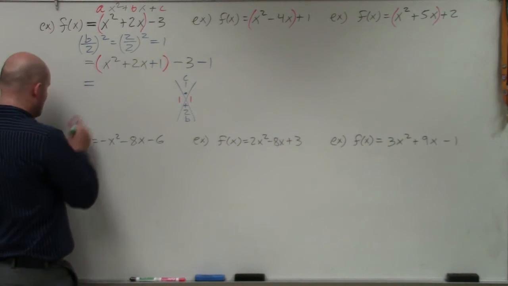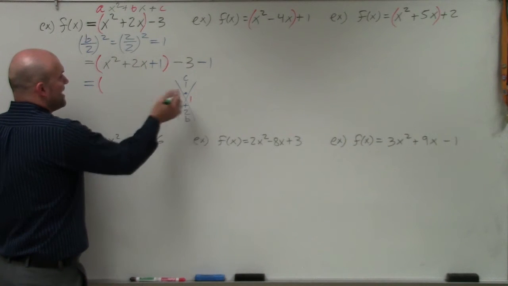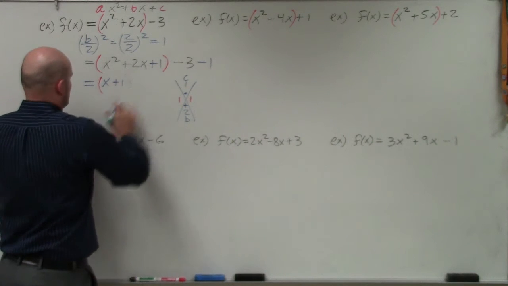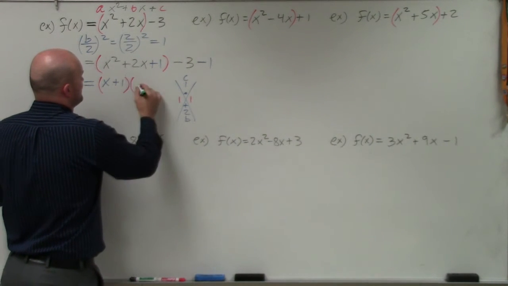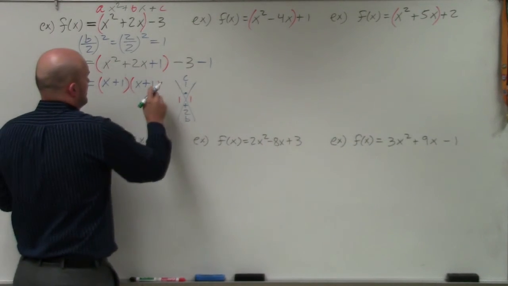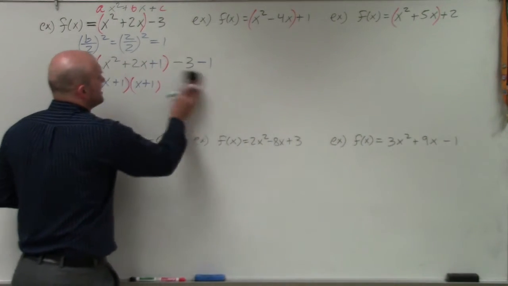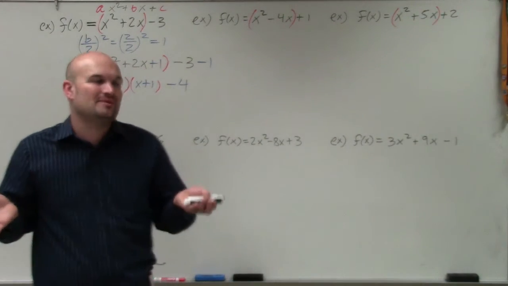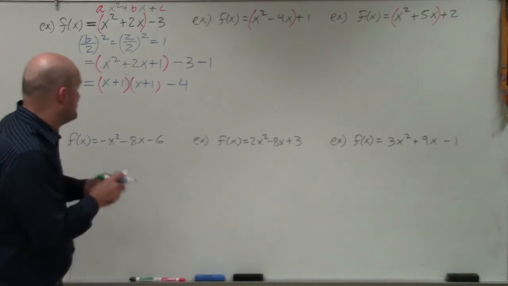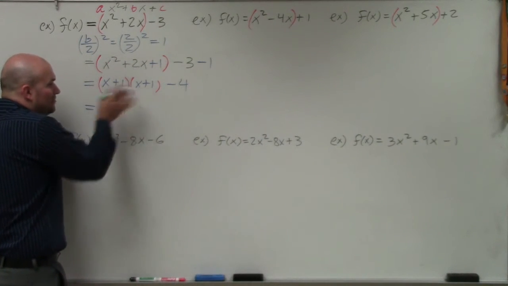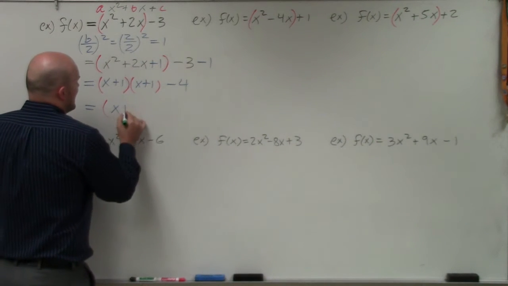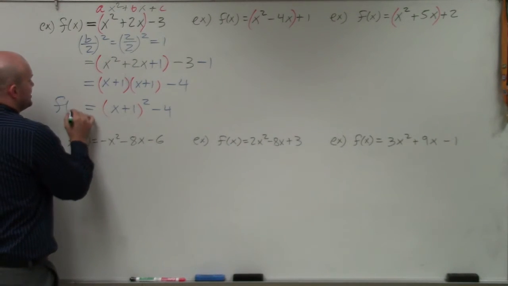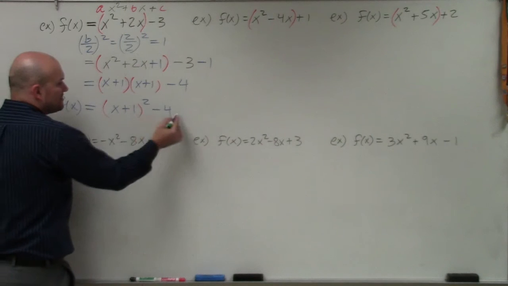So therefore, I can now factor this as x plus 1 times x plus 1. And then negative 3 minus 1 is going to be a negative 4. Well, ladies and gentlemen, x plus 1 times x plus 1 is not really going to help us out. That's not what vertex form is. Vertex form was a binomial squared. So remember, if you have two binomials that are multiplied by each other, you can write that as x plus 1 squared minus 4. Now we have a function f of x, not in standard form, but rewritten in vertex form.